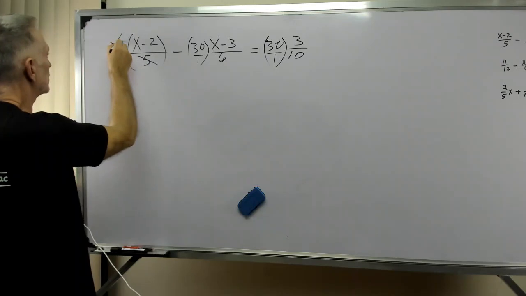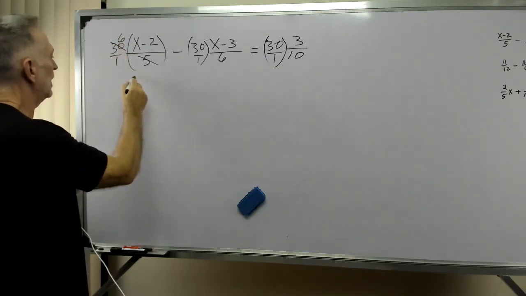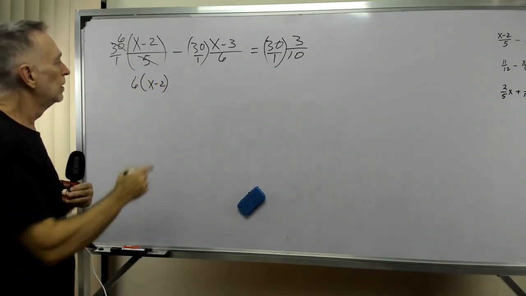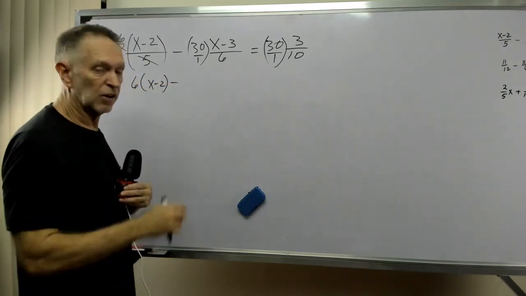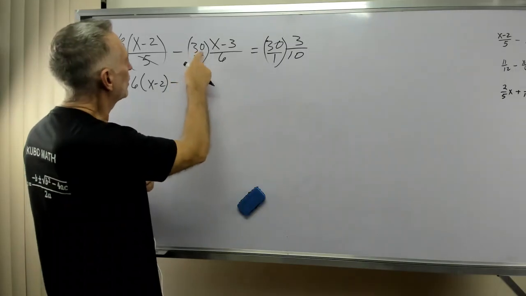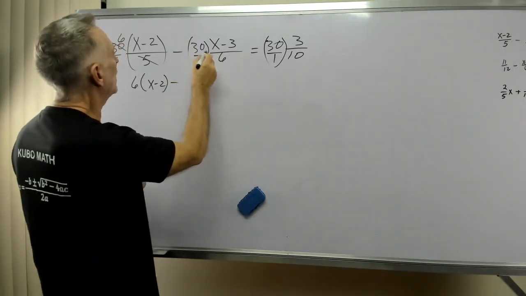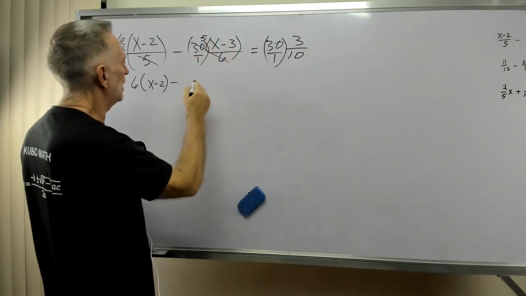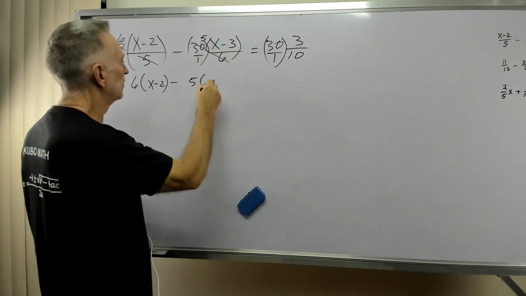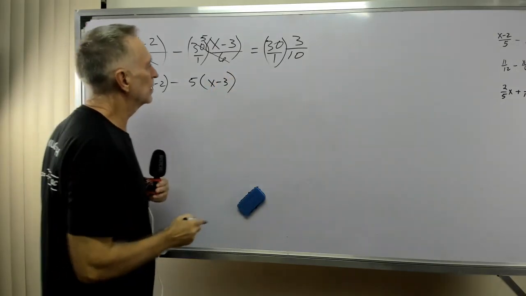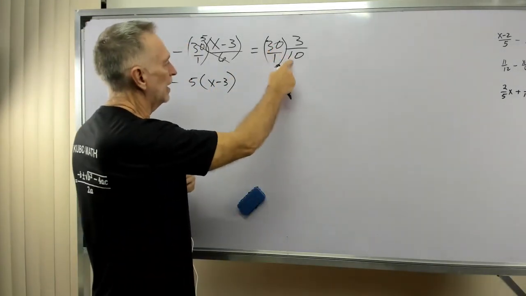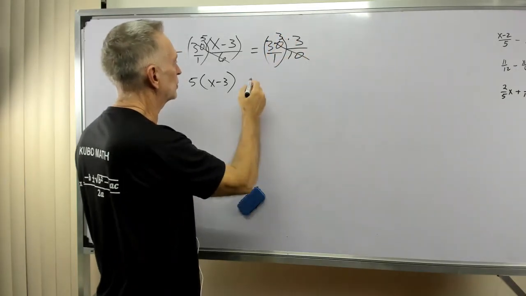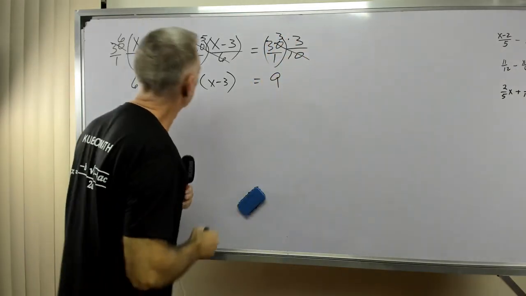Well, I can see 30 divided by 5 is 6. So this and this gives me 6. Now I have 6 times (x minus 2). Whoa. Wipe that fraction out. Okay, 30 divided by 6 is 5. So that becomes a 5. Now I have 5 times (x minus 3). Okay. 30 divided by 10 is 3. So this becomes a 3. 3 times 3 is 9.